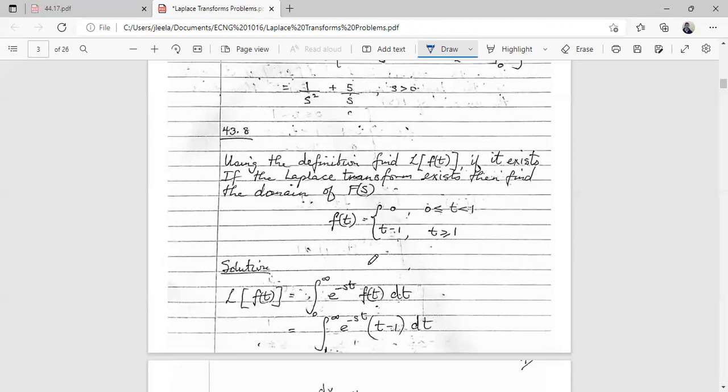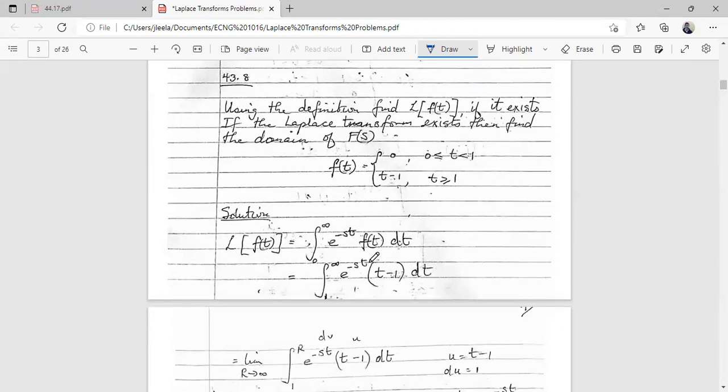43.8. Using the definition, if it exists, right? So if the Laplace exists, right? Because you remember it had conditions in order for the Laplace to exist, right? The function had to be piecewise continuous, and it had to be of exponential order, right? We have a piecewise function here, right? But we don't know if it's of exponential order, so we're going to check and see, right?